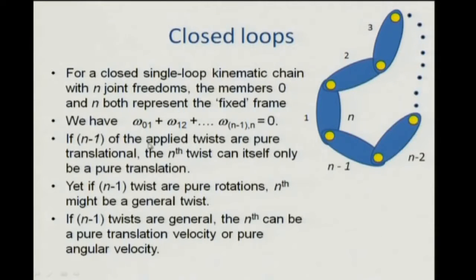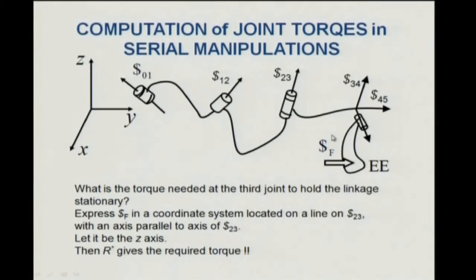Similarly, if n minus 1 of the applied twists are pure translational, then the nth twist itself can only be a pure translation. If everything is translating, then the balancing one has to be a pure translation. If these are pure rotations, then the last one can be a general twist. And if n minus 1 twists are general, then it can be a pure translation velocity or a pure angular velocity, both are possible. So there are no limits to that.